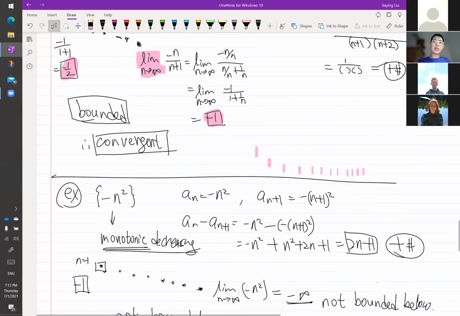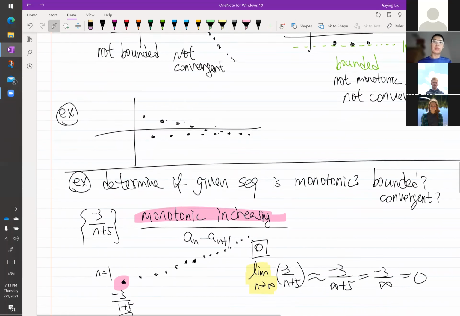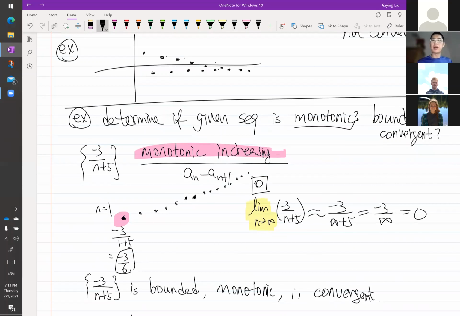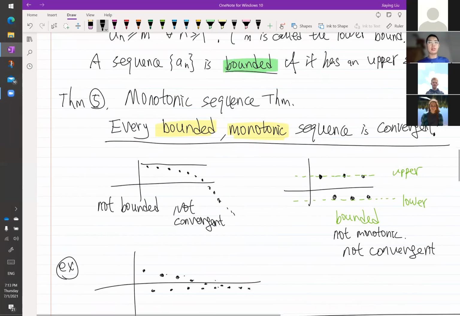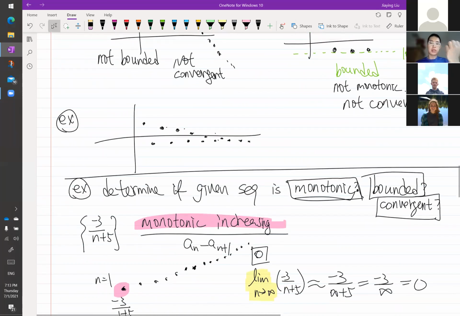Well, for all those last few examples I gave, what I'm trying to do is decide if it's monotonic, meaning is it always increasing or always decreasing? Then I'm trying to find out whether it's bounded or not. And then the last part is whether it's convergent. The theorem says if it's bounded and monotonic, then it's convergent, right? So if I get yes to the first two parts, then I can say it's convergent. That's what I tried to do.